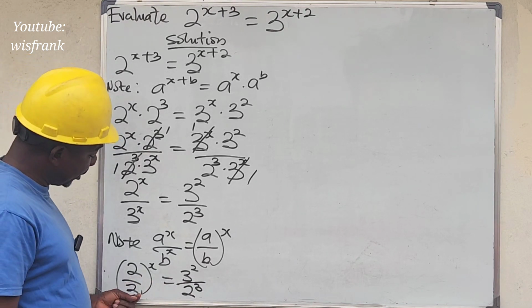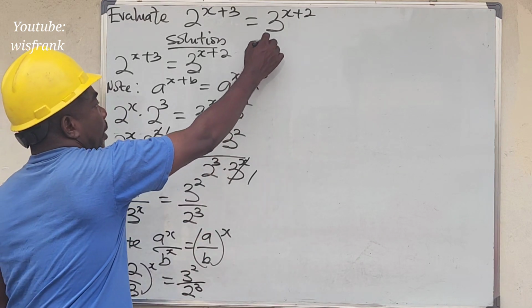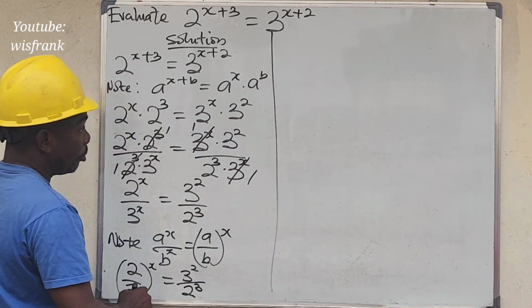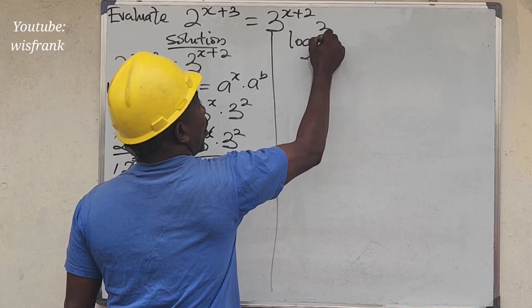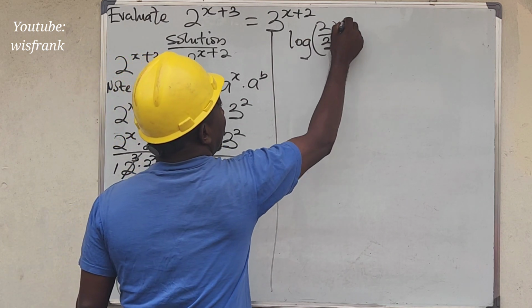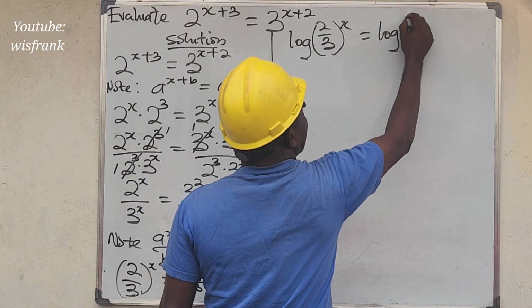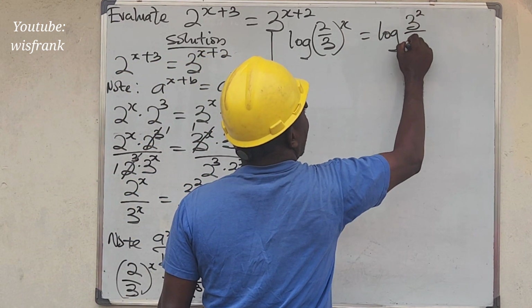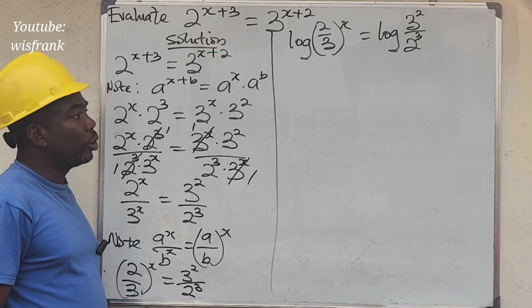This can further be simplified by applying log to both sides. So if we apply log to both sides, we have log 2 all over 3 all to the power of x equals log 3 to the power of 2 all over 2 to the power of 3. We apply log to both sides.